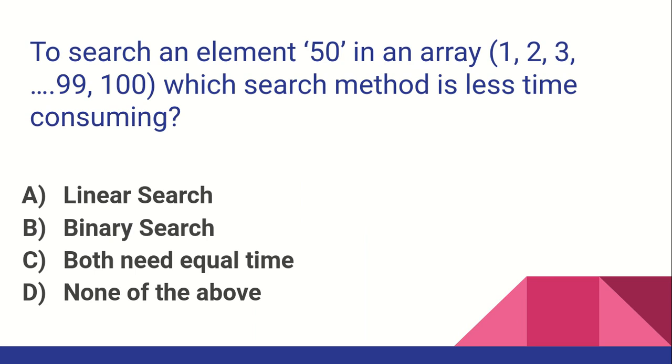Okay, so now let's solve some problems. To search an element 50 in an array, where the array is a list of elements, how many elements are here? 1, 2, 3 up to 100, so total 100 elements. Which search method is less time consuming? We know that log always gives the less time consuming. Using linear search, 50 is at the 50th location, so the number of comparisons required is 50.